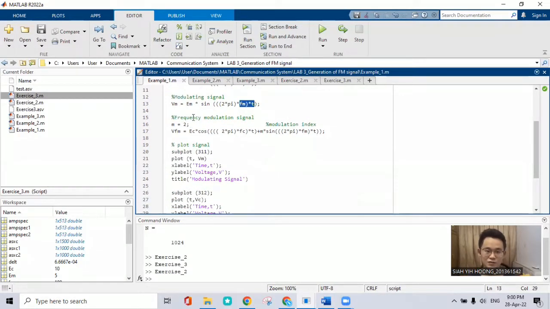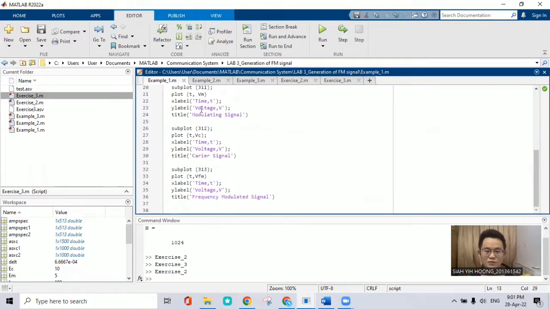After that, we need to declare the frequency modulation signal expression. For this expression, we need to define the m by 2. This m means modulation index. And the expression for these signals is a bit special because it was derived from the formula. The formula is the amplitude of carrier signal multiplied by the cosine of 2 pi frequency of carrier signal multiplied by t, plus m multiplied by sine of 2 pi fmt.